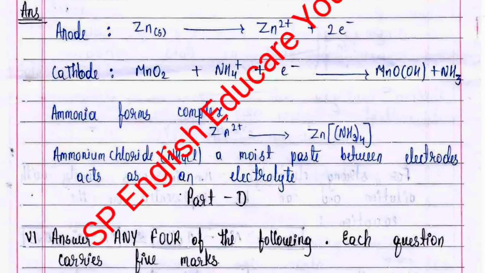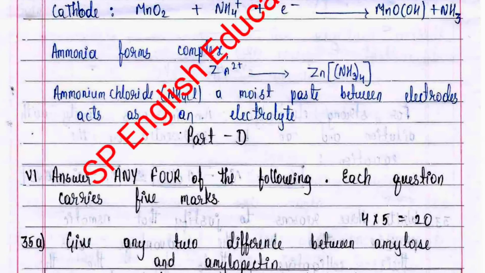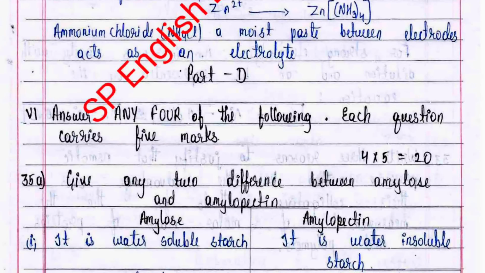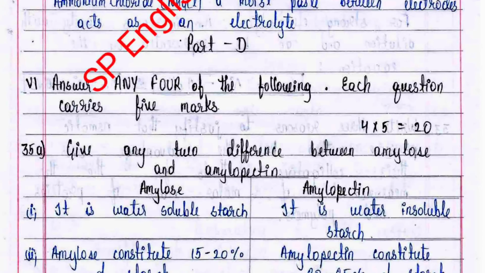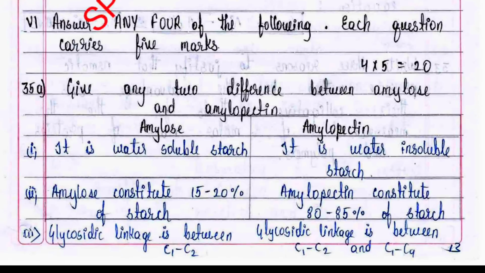Part D, 6th bit. Answer any 4 of the following. Each question carries 5 marks. 35th A. Give any two differences between amylose and amylopectin, and the answer is below.